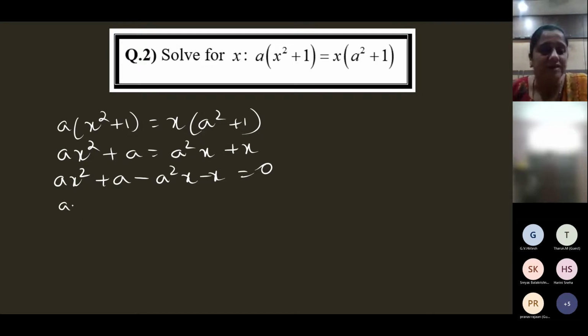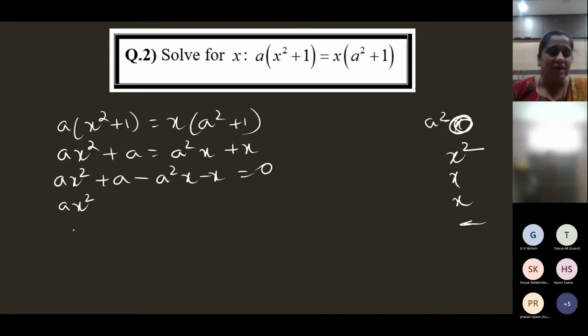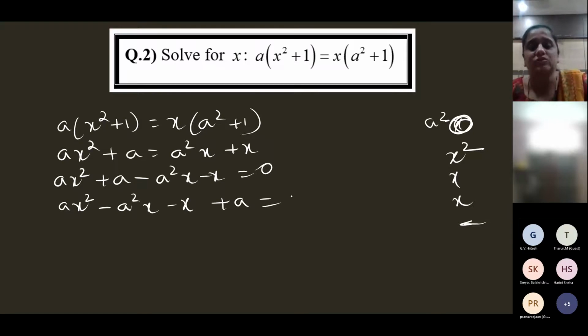So now I'll write the x squared term first, not the a square term. Our variable is x. Now you'll ask me, a square also has a square, which square to write first? No, look at x. x square should be written first, and then the two x terms, and then the constant. So a x square first, and then the two x terms, minus a squared x minus x, and then the constant a, which does not have x in it, is equal to 0.